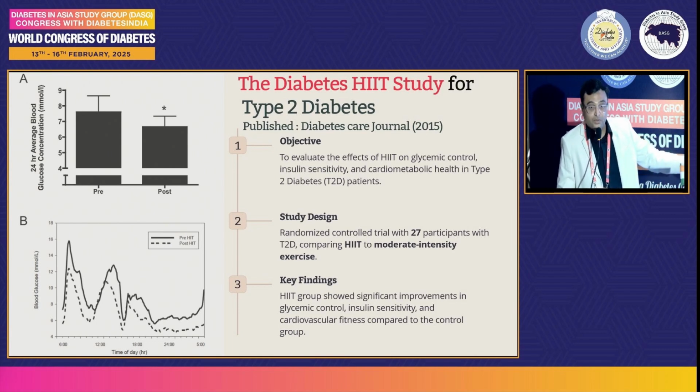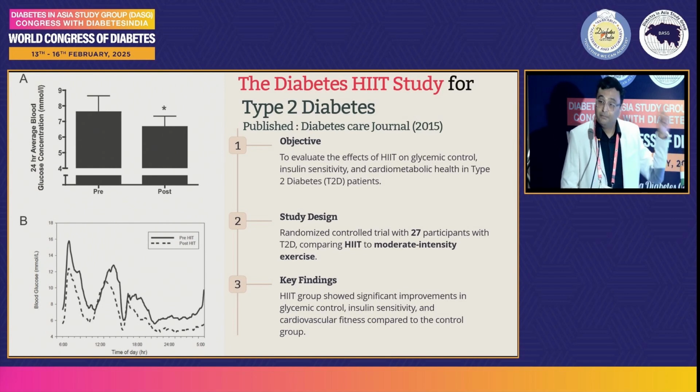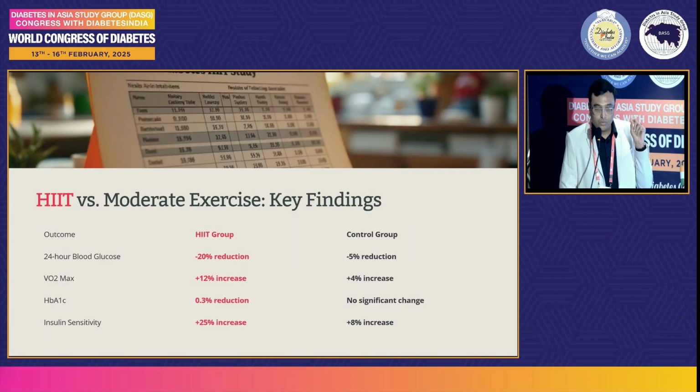And the second part, the bottom part, is the CGM data, which also shows that throughout 24 hours, it is not only at the peak of exercise. Throughout 24 hours, the benefit prevails. So high intermittent training exercise has definitely good control. And if you see the basic data, 24-hour blood glucose has a 20% reduction versus 5% reduction in the control group. VO2 max 12% increase versus only 4% increase. HbA1c 0.3% reduction and no significant reduction with moderate intensity exercise.